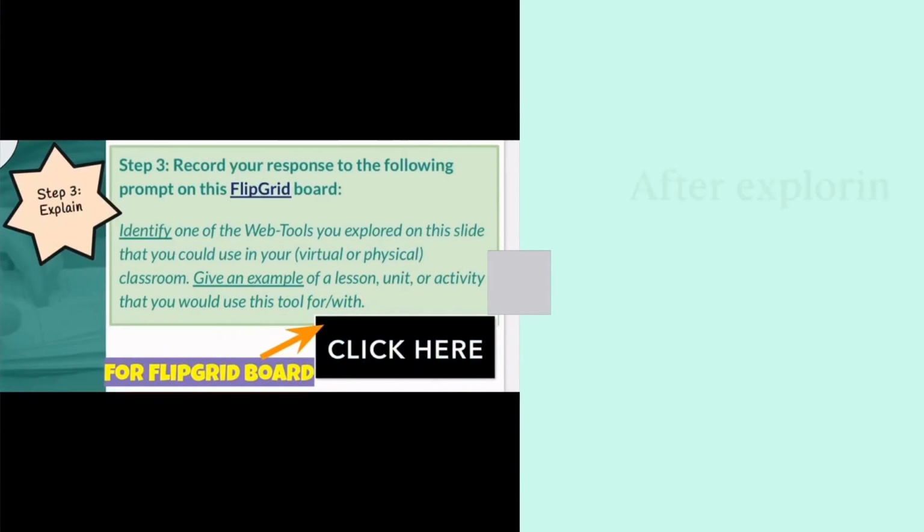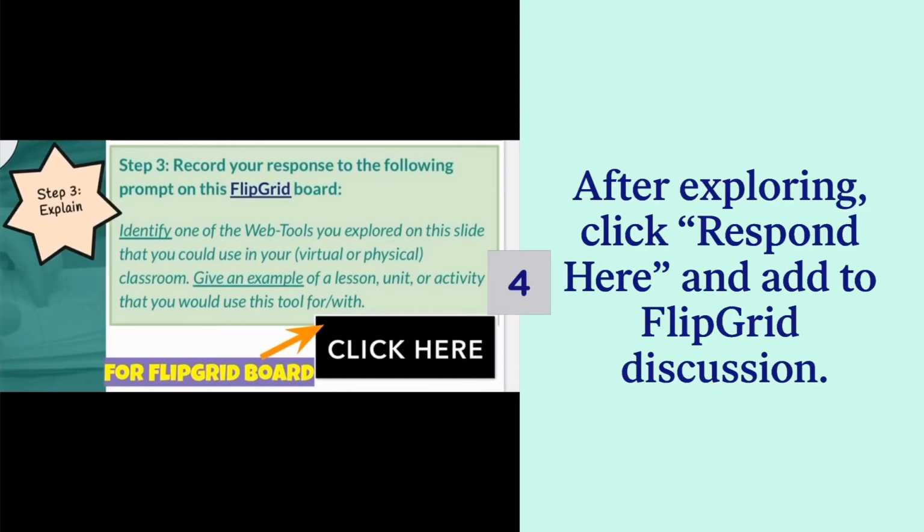So step 3 is the explaining step. This is the point where you'll have the opportunity to verbalize and express what you've learned. So you're going to click on Flipgrid, which is the blue link, or you can click on the button that says click here to go directly to the Flipgrid board. And you're going to respond to the prompt that I've listed below.